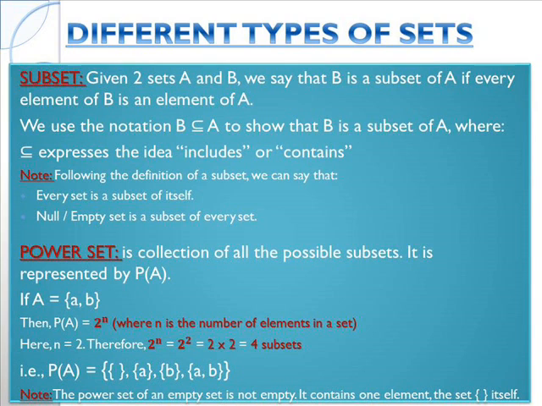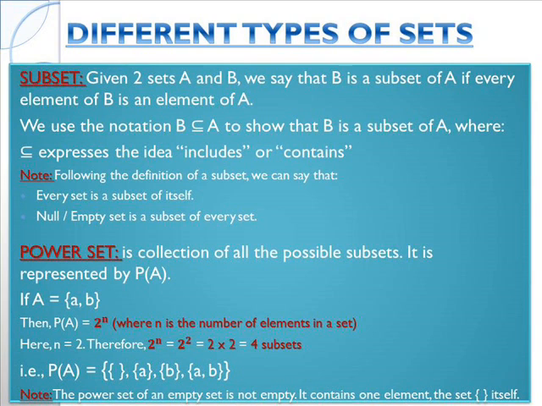Subset is another type of set that we have. Given two sets A and B, we say that B is a subset of A if every element of B is an element of A. From the definition of a subset, we can say that every set is a subset of itself and null or empty set is a subset of every set. Then we have power set, that is a collection of all the possible subsets.